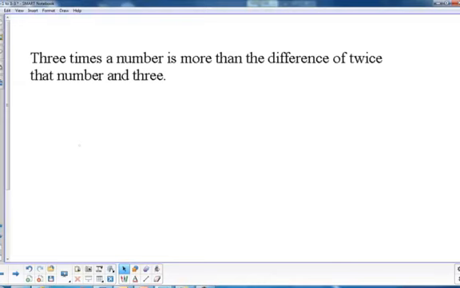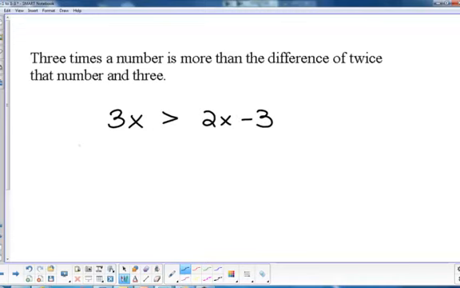3 times a number, I'm going to write that right now. 3 times a number, any letter will do, is more than. So 3 times the number is greater than the difference of twice that number and 3. So I'm subtracting 3 from twice that number. If I want to solve this, I'm going to put all my letters on one side, and I get x is greater than negative 3.